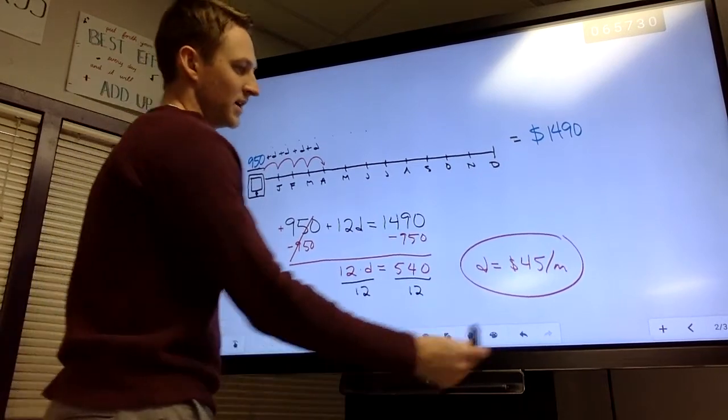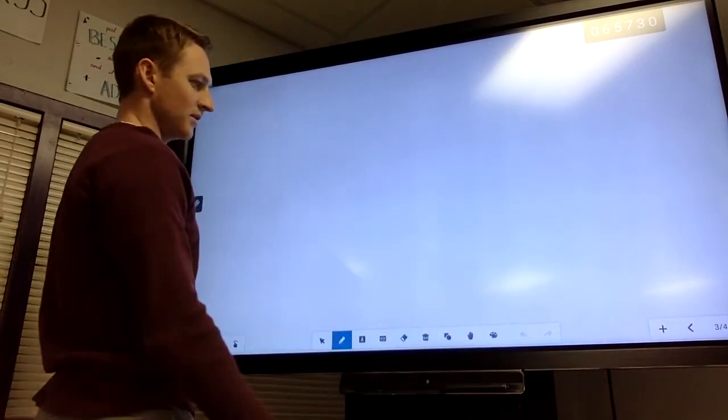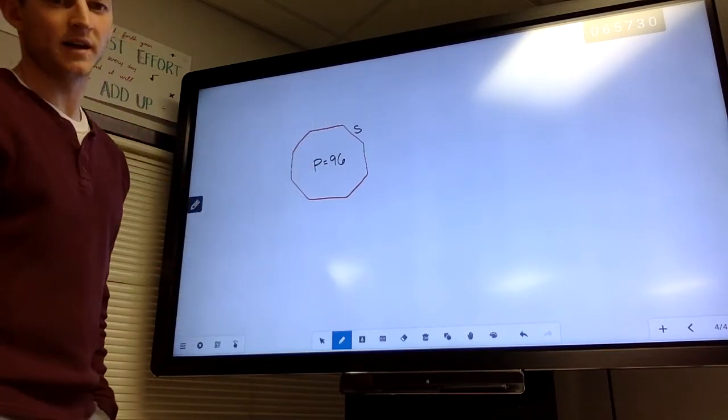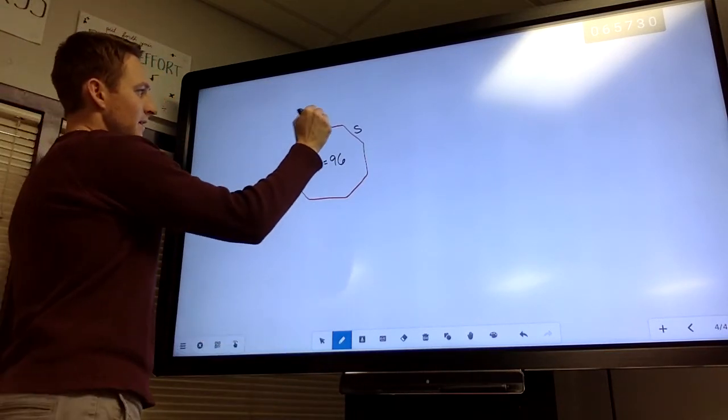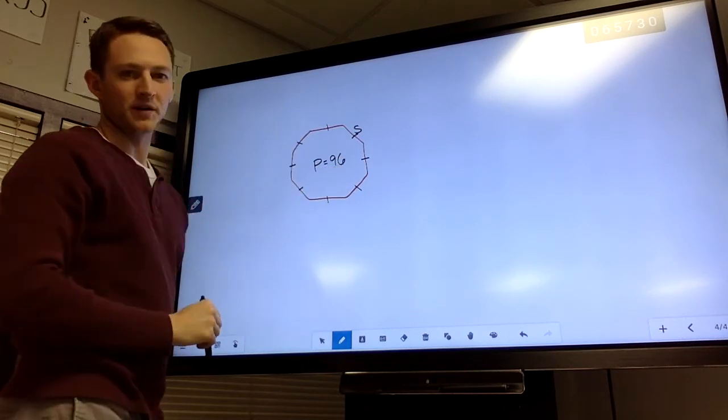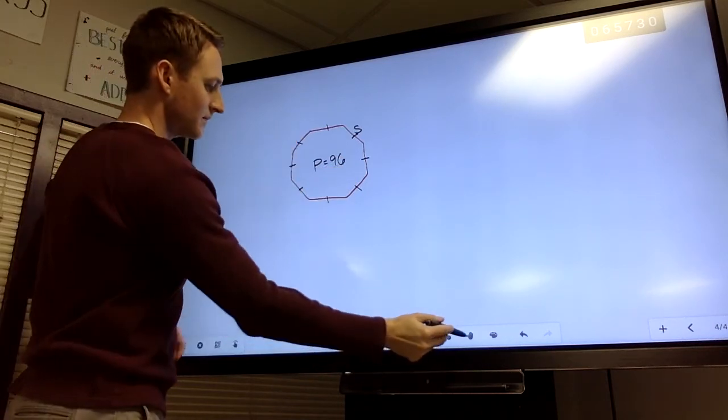All right, and the last problem, we're talking about a stop sign. So a stop sign is an octagon. It has 8 sides that are the same length. That's what those marks mean. They're the same length.